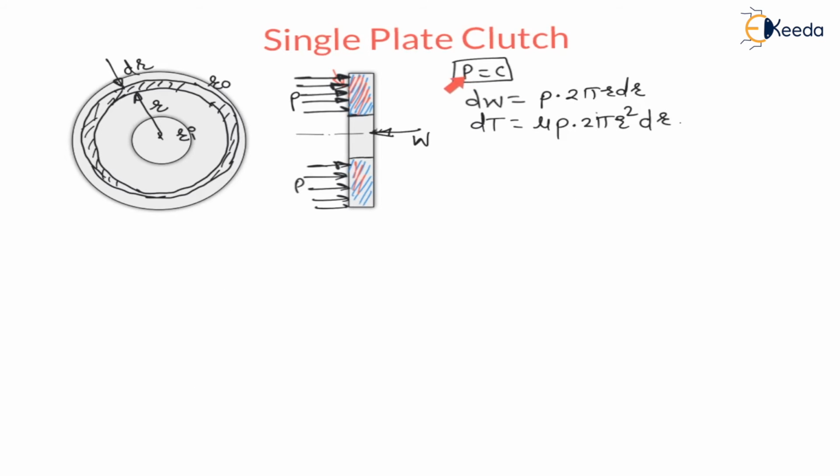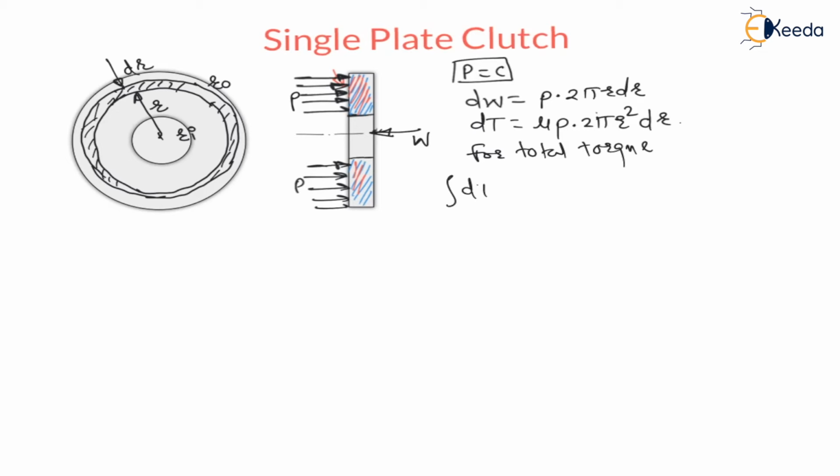So as per uniform pressure theory, that is pressure is constant, very small normal load on the ring is P into 2 pi r dr, and very small torque transmitted is mu P 2 pi r square dr. Now here radius is changing from inner radius Ri to outer radius Ro. R is varying from Ri to Ro. For such variations we have to integrate. Therefore, for total torque we have to integrate both sides.